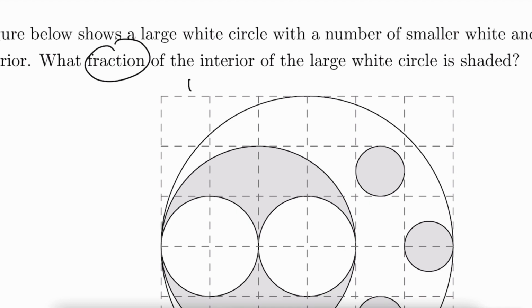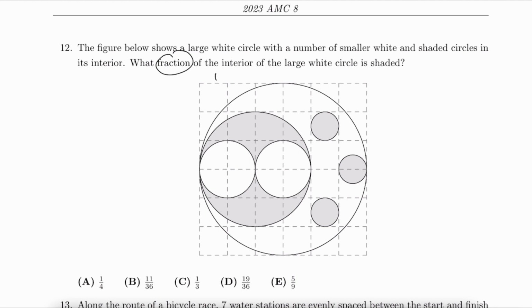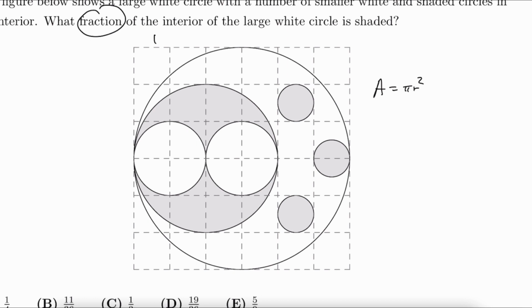What is the area of the large white circle? That has a radius of 3, so area equals pi r squared, which is 9 pi. So that is large white, large.